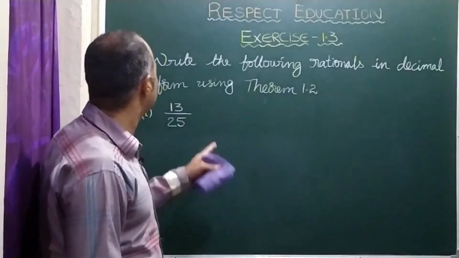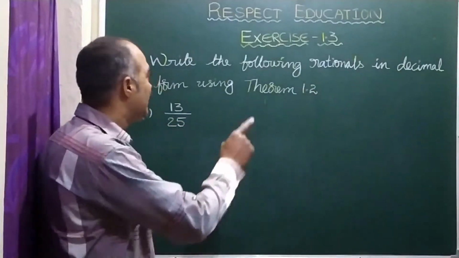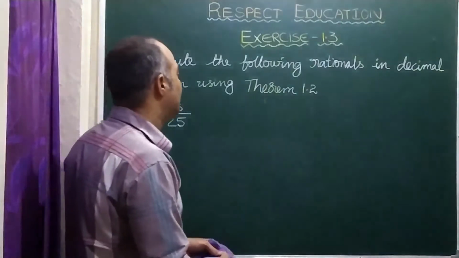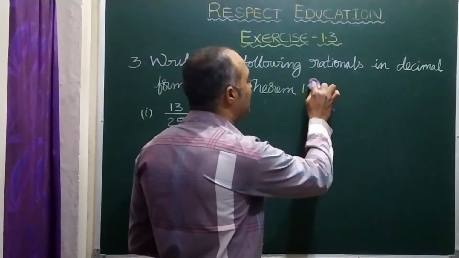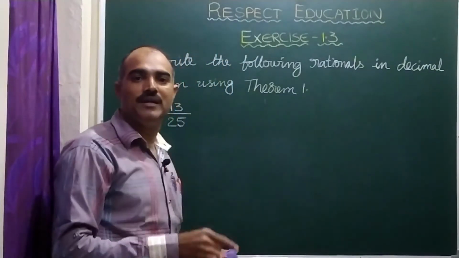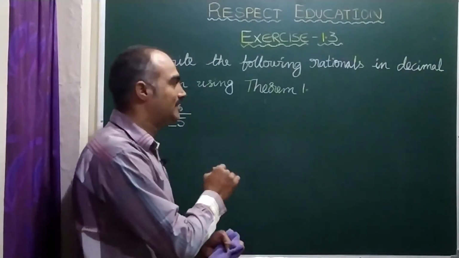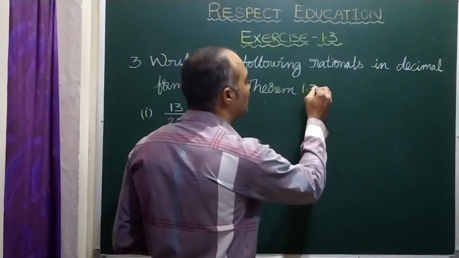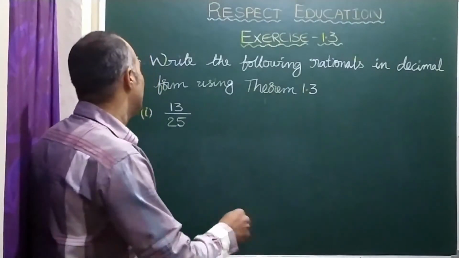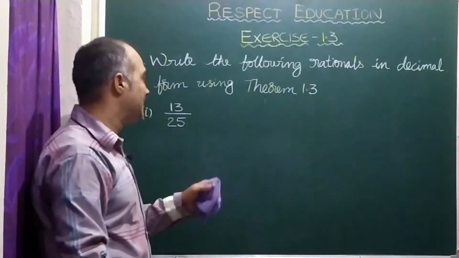Now let us see the next question, that is question number 3. Write the following rationals in decimal form using theorem 1.2. Here I think this is a small printing mistake, children, because it should not be theorem 1.2. Theorem 1.2 is the fundamental theorem of arithmetic, so that does not match this concept. If it is theorem 1.3, that is related to this concept. So here we need to convert the given rational number into decimal form.